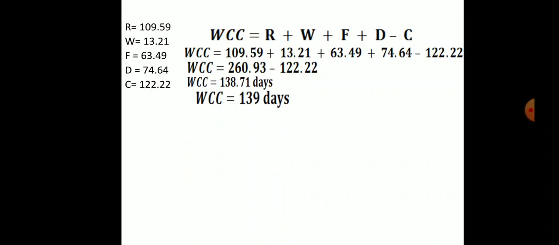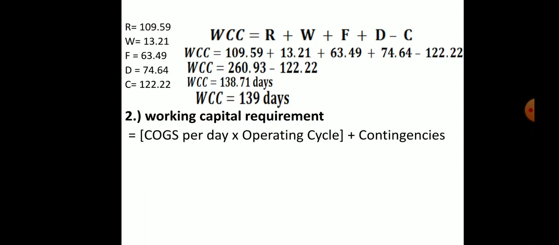So in total it will take 139 days. From this we have first calculated the working capital cycle. Next, we have to calculate the working capital requirement. In this note they have given contingencies also. The formula for calculating working capital requirement is cost of goods sold per day into operating cycle plus contingency. If contingency is given, we have to add it.